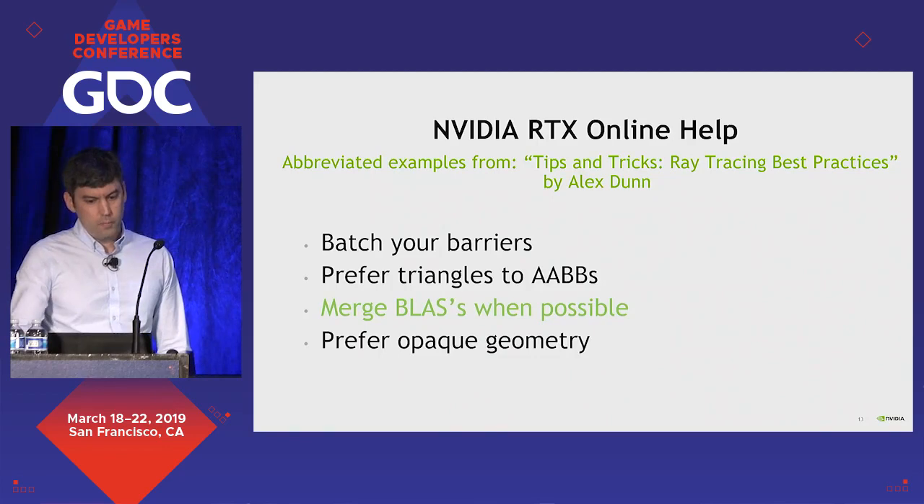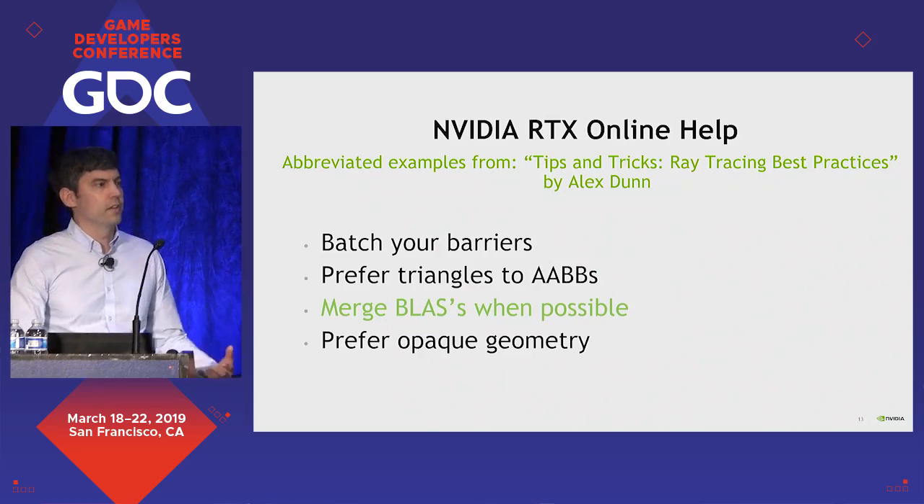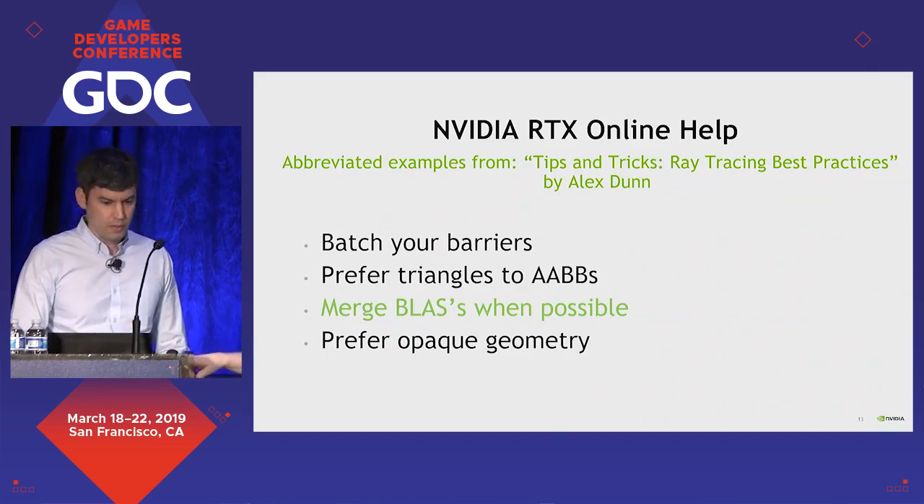And in particular on this talk, I'm going to focus on this concept of merging bottom-level acceleration structures when possible. And there should be a lot of heavy emphasis on when possible, because it's not something that's always going to generically work. There's metadata that's associated with instances that you could lose if you try to merge too many things, or you'll have to figure out how to refactor it, basically.